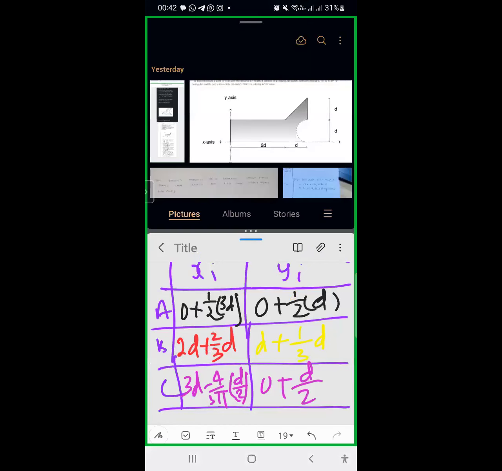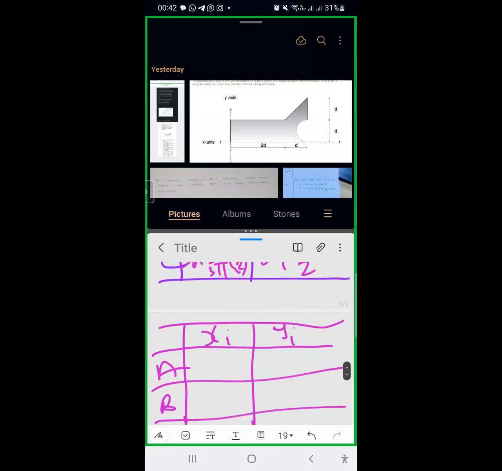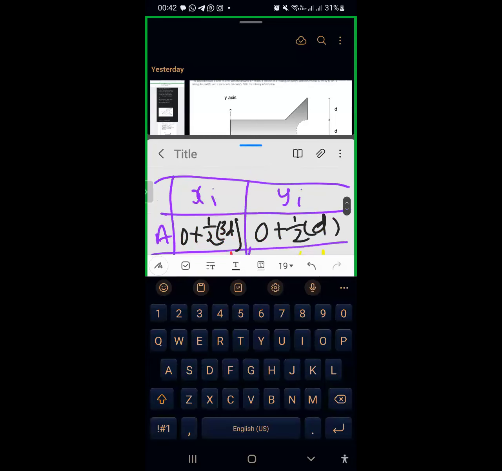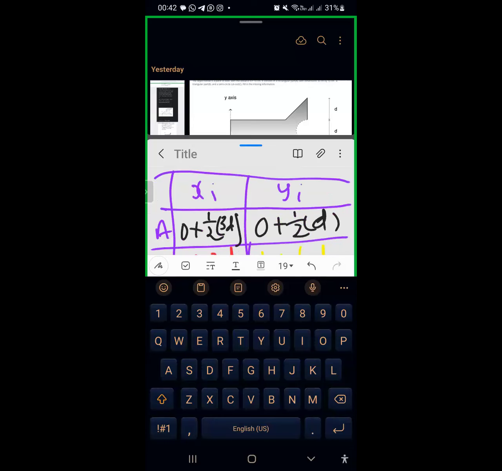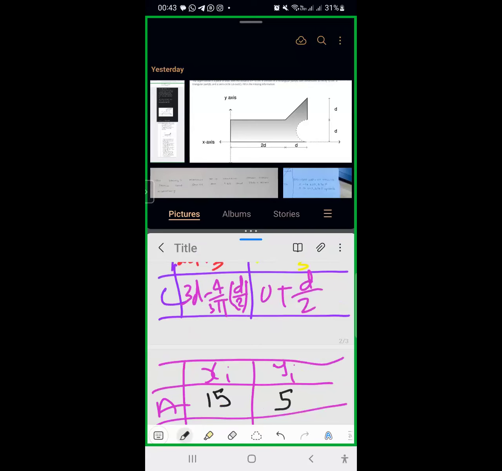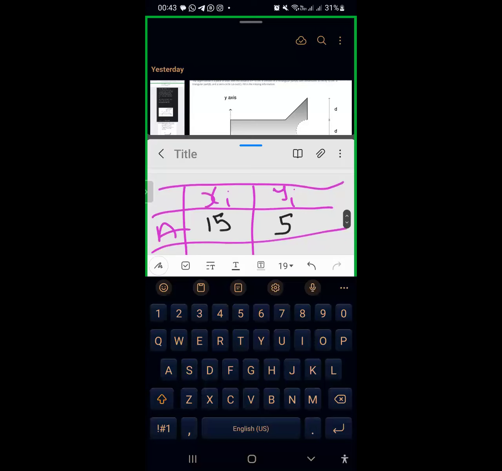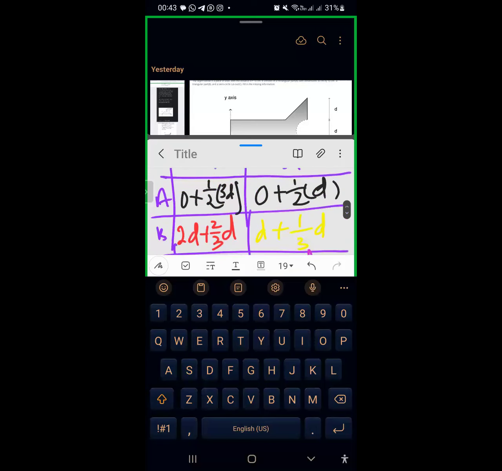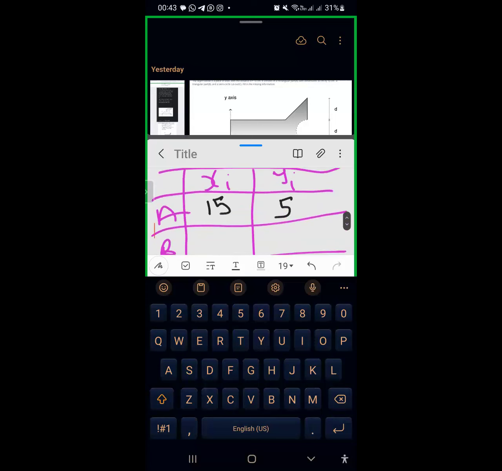Okay, that is going to be 0 plus 1 over 2 and then 3 times 10, which is 15. So we have 15 here, and then the Y is going to be the half of D, which is 10, and that is 5 centimeter. So we have 5 centimeter.